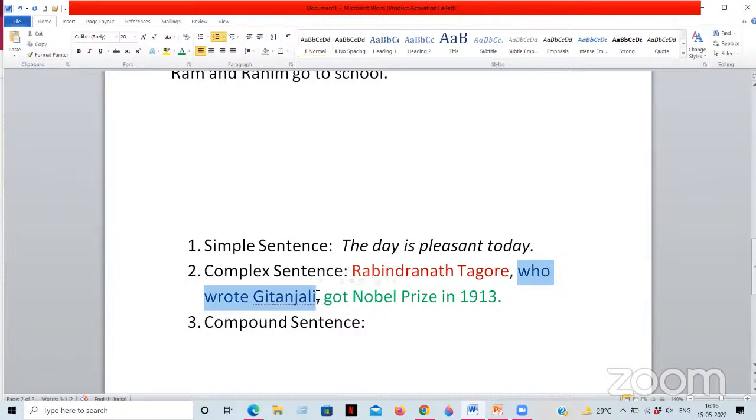If you remove this, the sentence will not lose its sense. Rabindranath Tagore got Nobel Prize in 1930. We do not have the requirement to say why he got that Nobel Prize, because that thing is dependent on the main clause, that is getting Nobel Prize. This is the main clause.